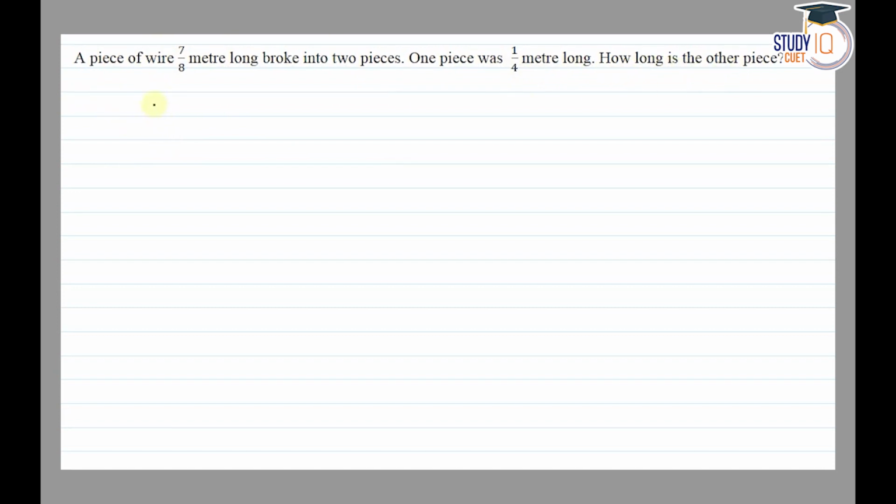So हमें given है total length of wire, हमें given है 7 by 8 meter. Then one piece was 1 by 4 meter long. So length of one piece of wire given है 1 by 4 meter. Then I will find out how long is other piece.